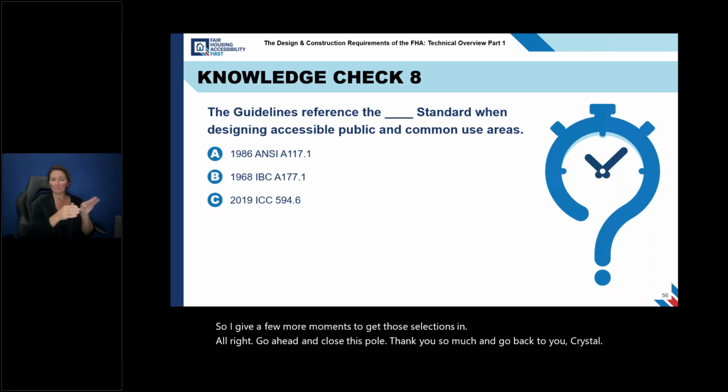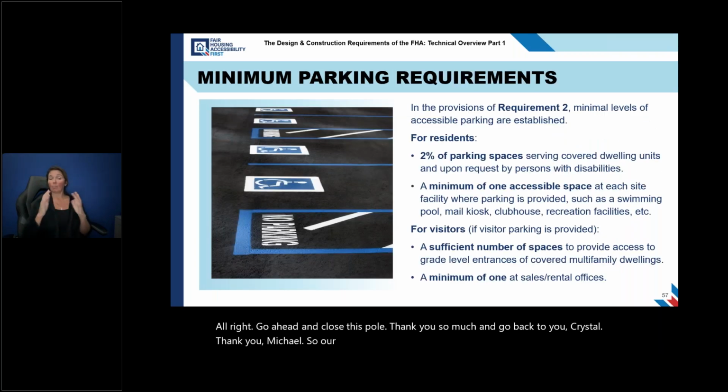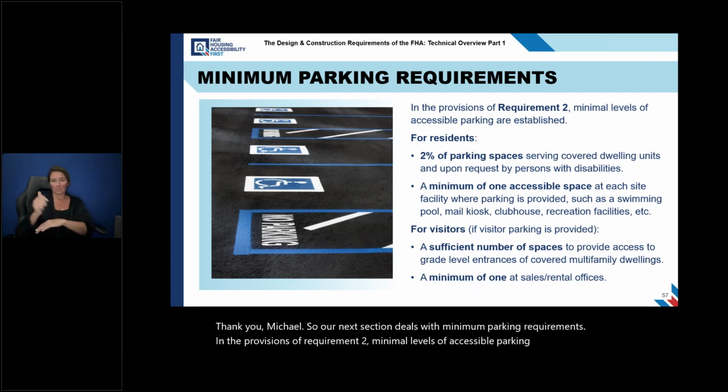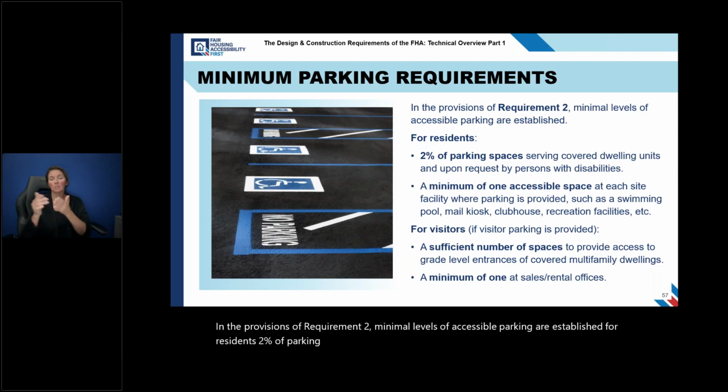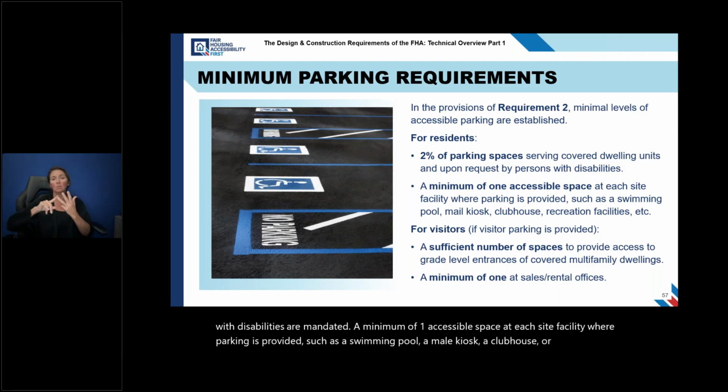Thank you, Michael. So our next section deals with minimum parking requirements. In the provisions of requirement 2, minimal levels of accessible parking are established. For residents, 2% of parking spaces serving covered dwelling units, and upon request by persons with disabilities are mandated. A minimum of 1 accessible space at each site facility where parking is provided, such as a swimming pool, a mail kiosk, a clubhouse, or recreational facilities are expected.